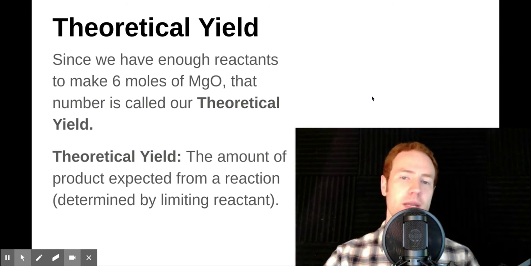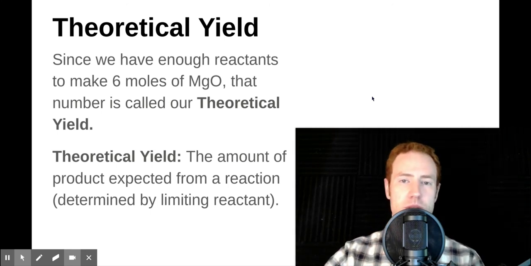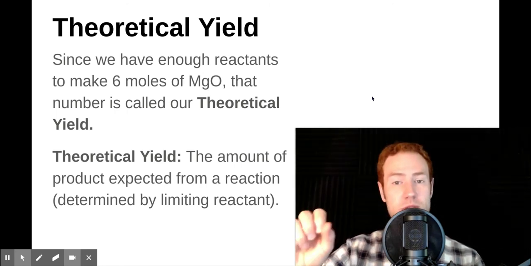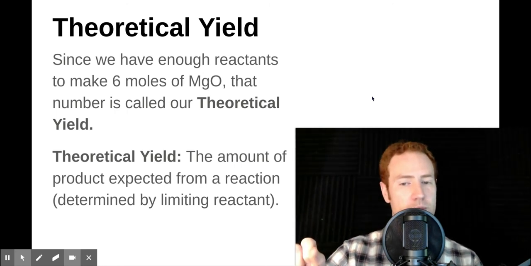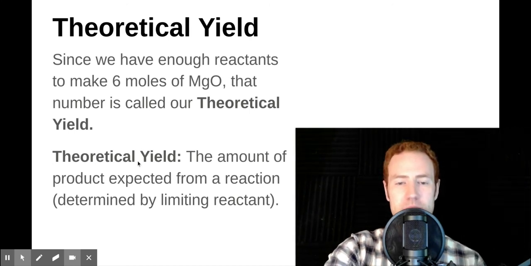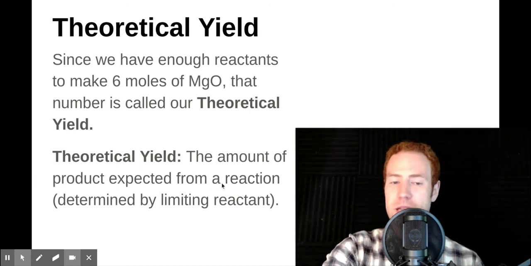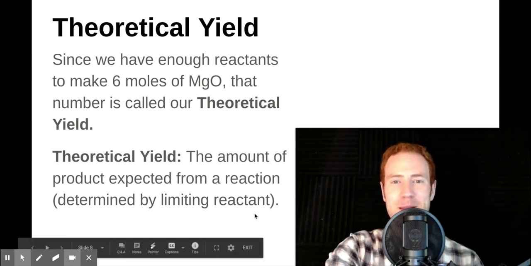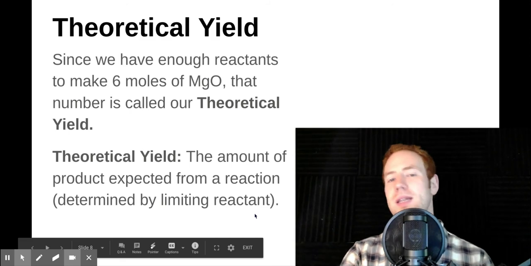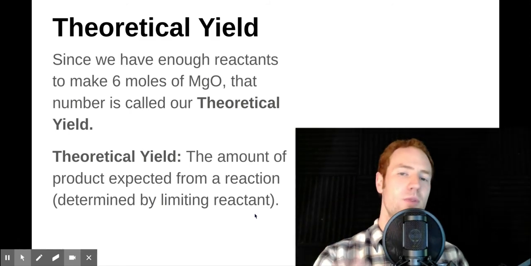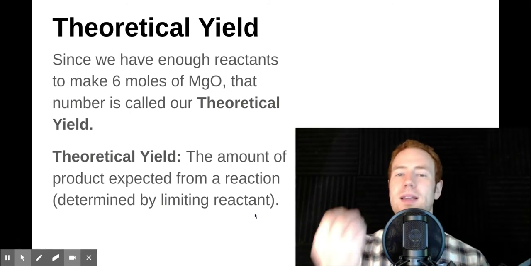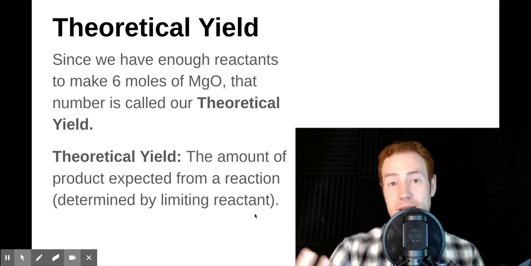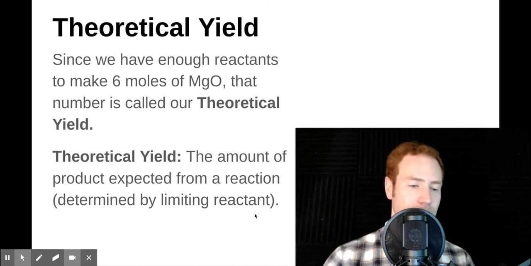calculations, that's how much magnesium oxide we would expect to produce from this reaction between 6 moles of magnesium and 4 moles of O2. And so theoretical yield is the amount of product expected from a reaction, which is determined by the limiting reactant. Again, it's called the limiting reactant because it limits how much product can be formed. So the amount of product that you can expect to be formed based on that limiting reactant is your theoretical yield.